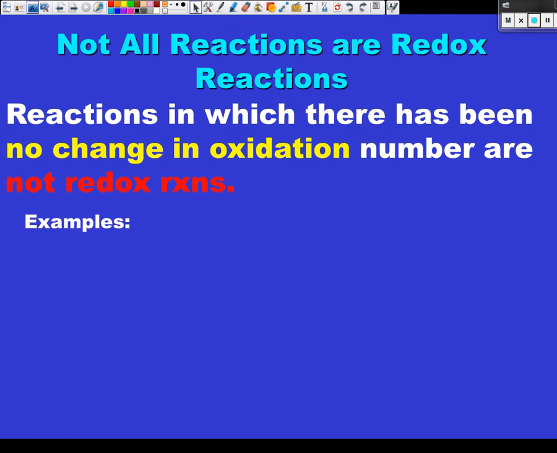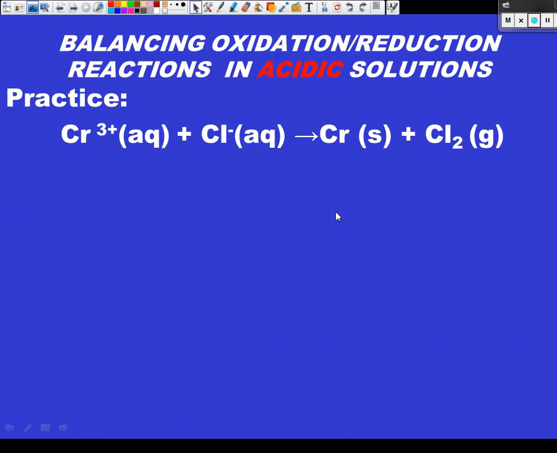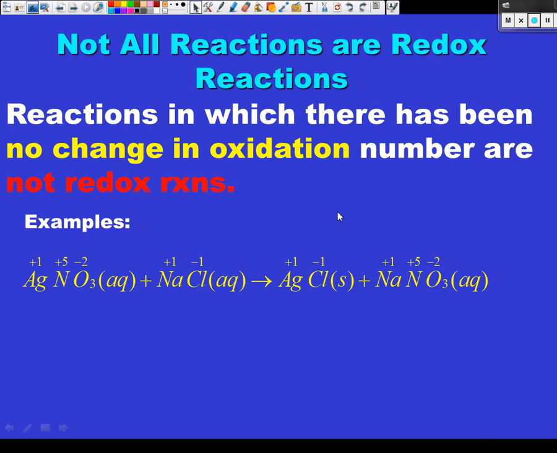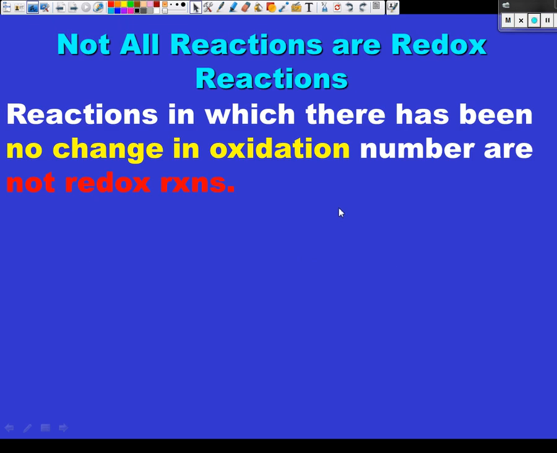I want to get to half reactions. Stay with me for just a second. All right, perfect. So let's do one more thing. Right here, before we get into half reactions, it says not all reactions are redox reactions. Again, if you have reduction, what else must occur? Oxidation. So let's look at this example. It says reactions in which there has been no change in oxidation number are not redox reactions.